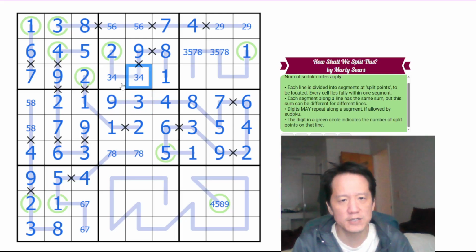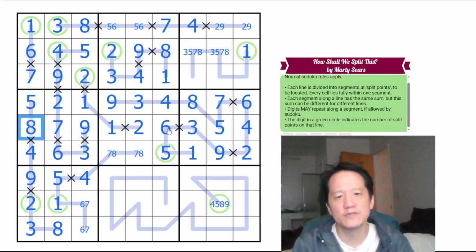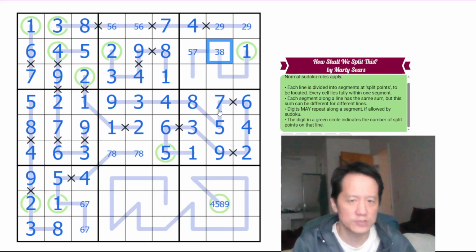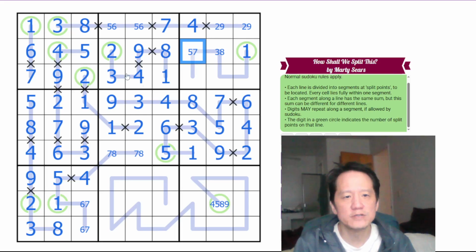This 3 means this can't be 3, so this is 4, this is 3. This 8 means this can't be 8, so this is 5, this is 8. This can't be 3 or 8. This can't be 5 or 7. This can't be 5 because of this 5, so this must be 7. This can't be 8 because of that 8, so this must be 3.